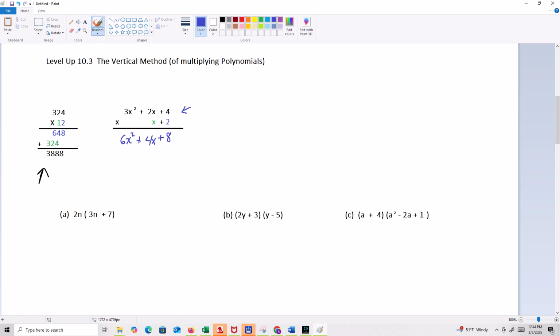Then we multiply the second term. X times 4 is going to be 4x. 2x times x is going to be 2x squared. And then x times 3x squared is going to be 3x to the third, 3x cubed.